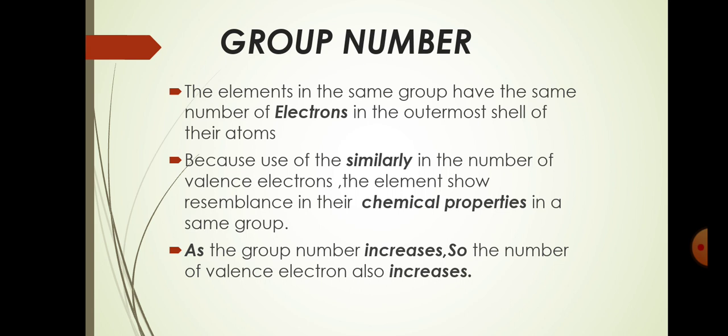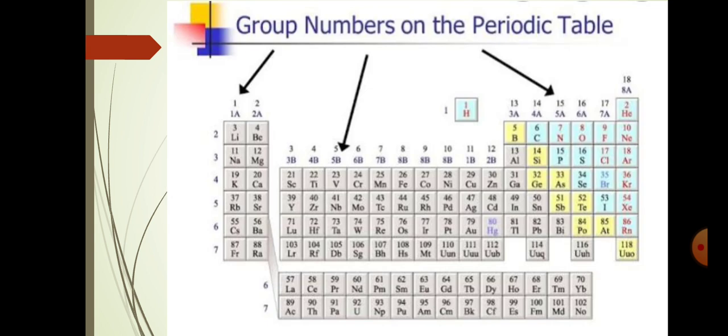As the group number increases, the number of valence electrons also increases. Group 1A has 1 electron and group 7A has 7 electrons. You can see the group numbers on the periodic table on your screen: group 1A has 1 electron in its outermost shell, and group 5B has 5 valence electrons in its outermost shell.